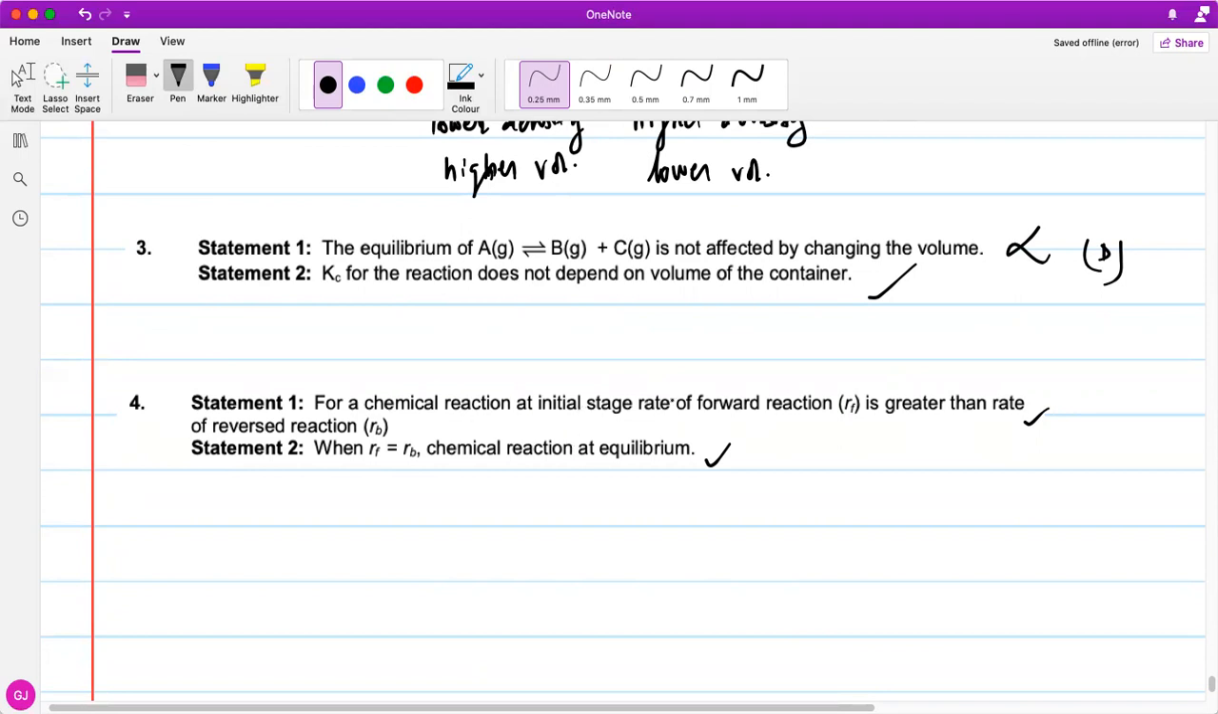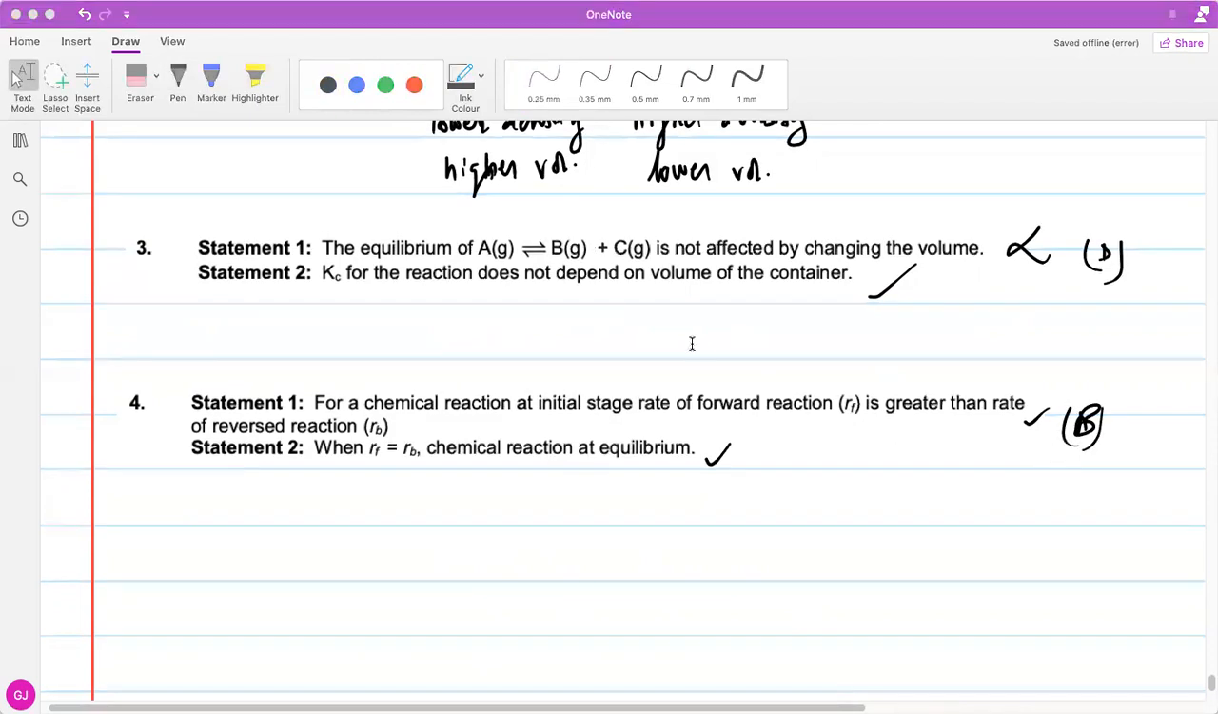The reason why initial rate is greater is because we started with reactants. There was nothing of products, right? So that is the reason why it is correct. So here option B, right, that both statements are correct, but not the correct explanation, should hold true.